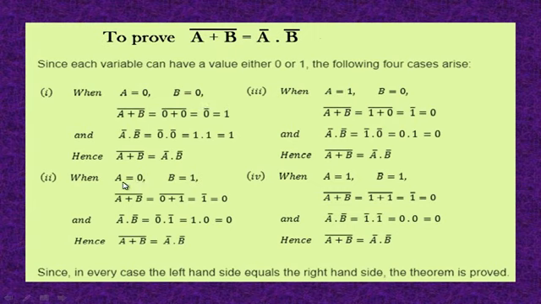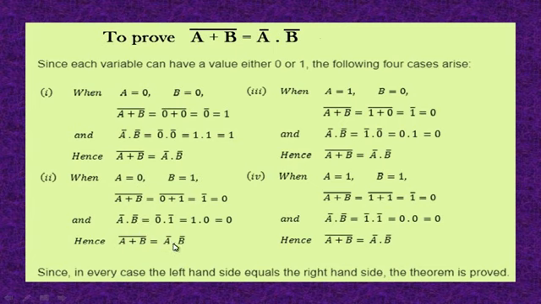What about case 2? When A is equal to 0, B is equal to 1. For LHS, by putting the value, 0 plus 1 is 1, and complement of 1 will be 0. Here for RHS, A complement dot B complement means complement of 0 dot complement of 1, is equal to 1 dot 0. The product will be 0. In this way, for case 2, A is equal to 0, B is equal to 1, A plus B complement is equal to A complement dot B complement is proved.